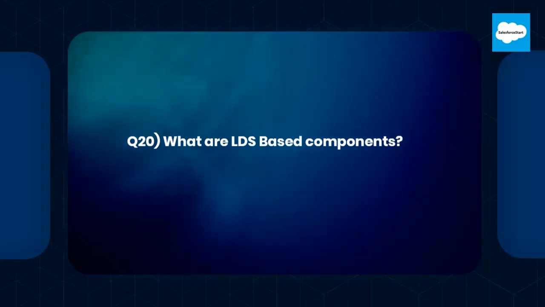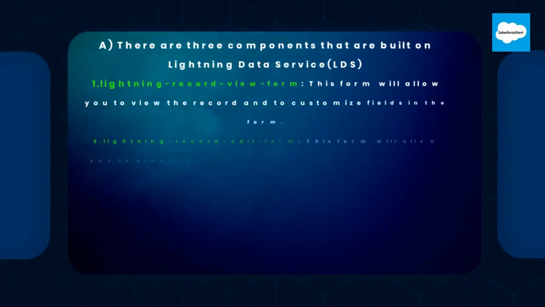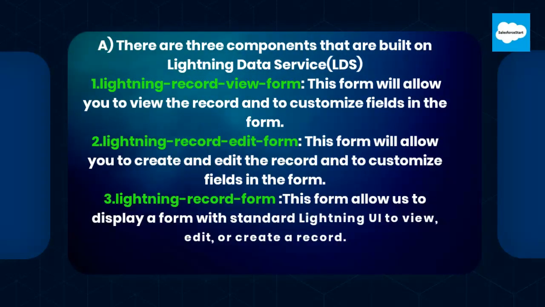Question number 20. What are LDS-based components? Answer. There are three components that are built on Lightning Data Service (LDS). 1. Lightning Record View Form. This form will allow you to view the record and to customize fields in the form. 2. Lightning Record Edit Form. This form will allow you to create and edit the record and to customize fields in the form. 3. Lightning Record Form. This form allows us to display a form with standard Lightning UI to view, edit, or create a record.